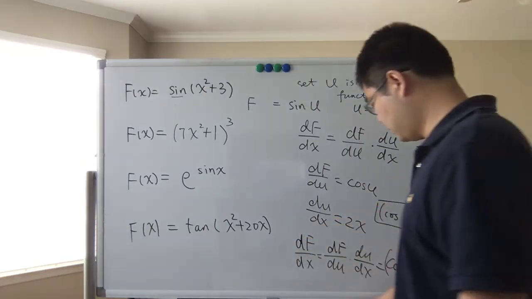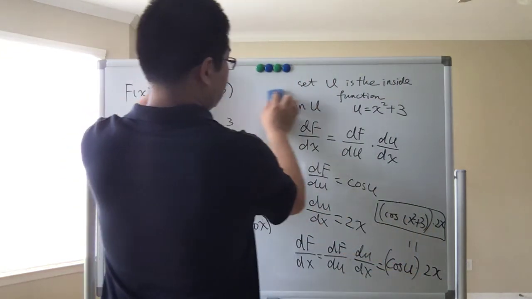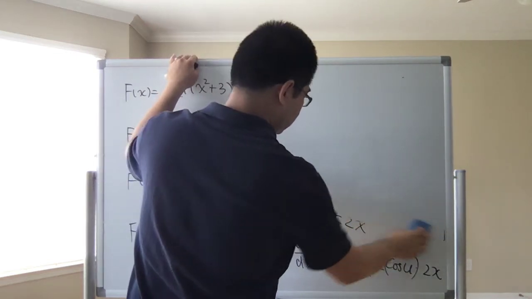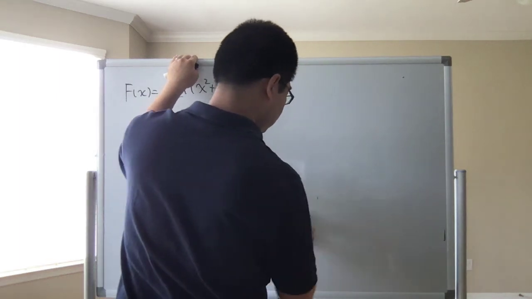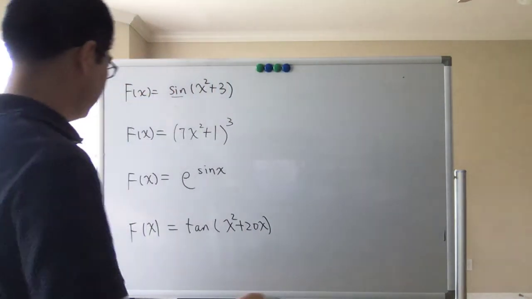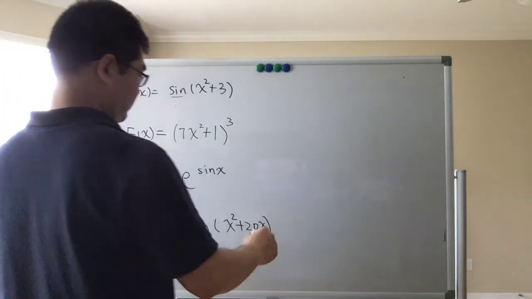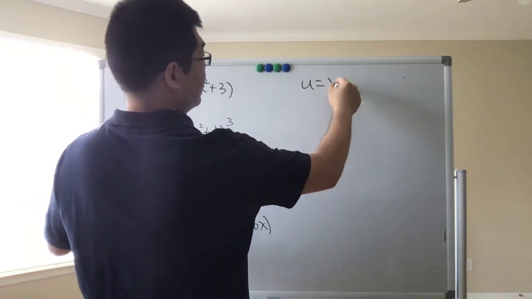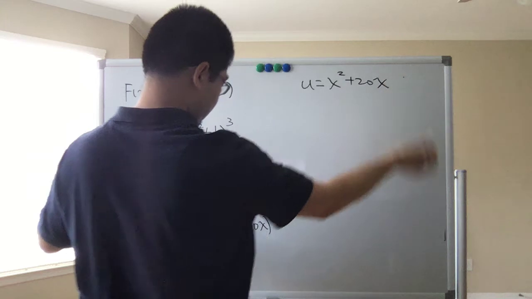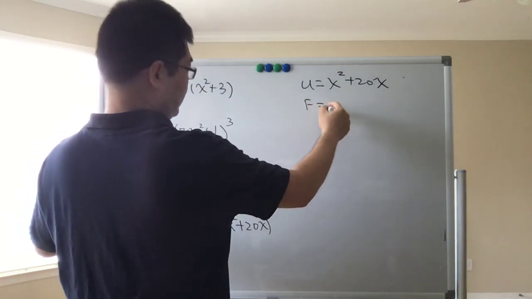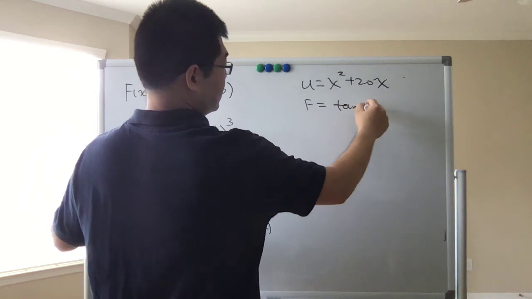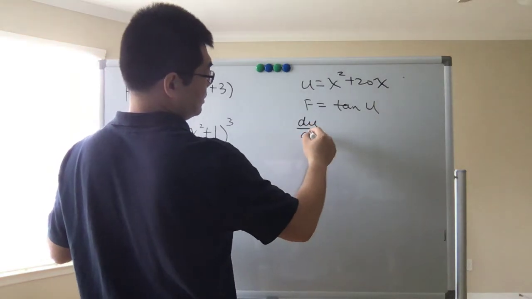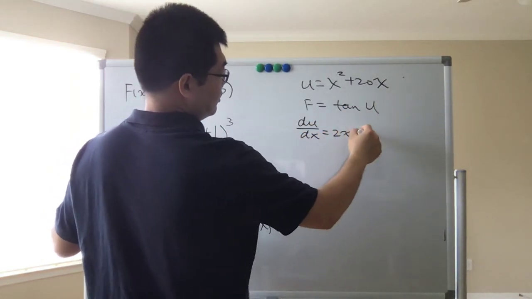So now let's look at this one here. Let me erase this. As you can see, like this, we're looking for this one. So u is going to be x squared plus 20x, the inside function. Capital F becomes a function of u, which is tan of u. And then we do du dx, which equals 2x plus 20.